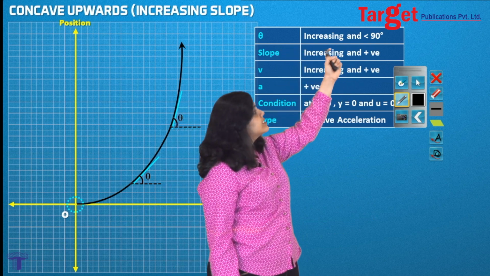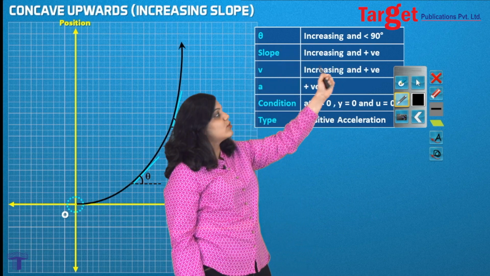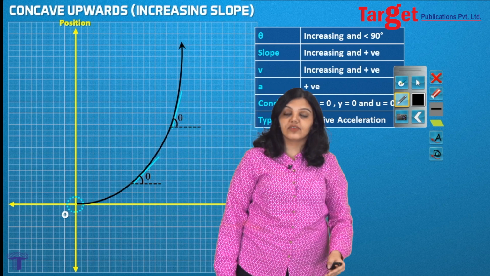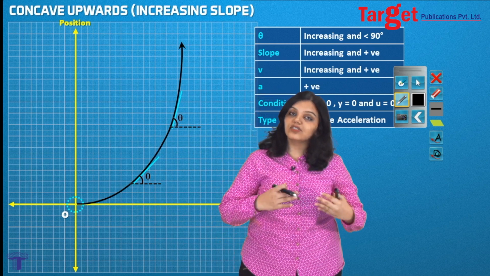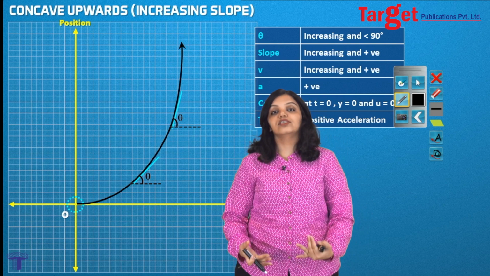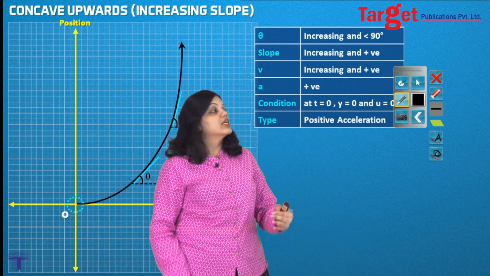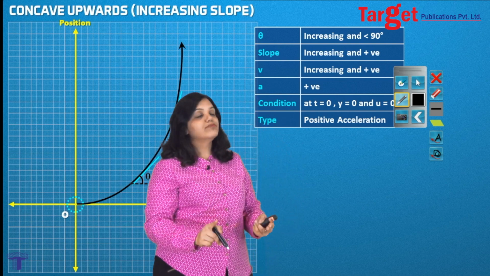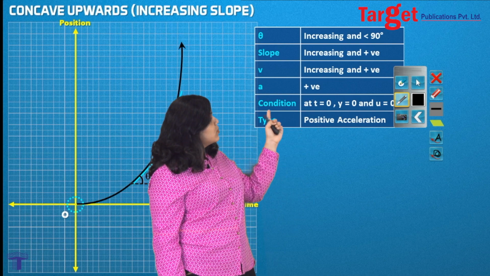If the slope is increasing and positive, then of course velocity is also increasing and positive. What about the acceleration? Acceleration is positive. Why is acceleration positive? Because when velocity increases, then by definition acceleration is positive. So velocity is changing and it's increasing, so you have a positive acceleration. Next we look at the condition.